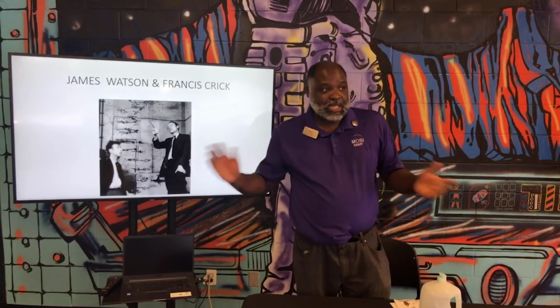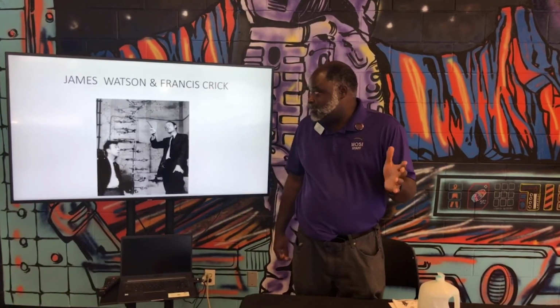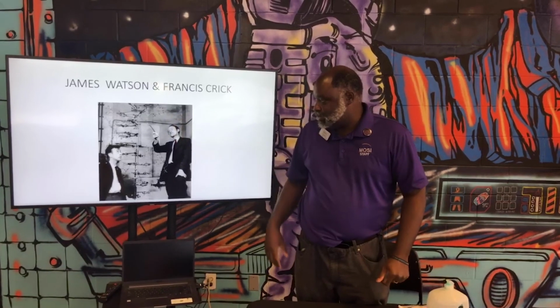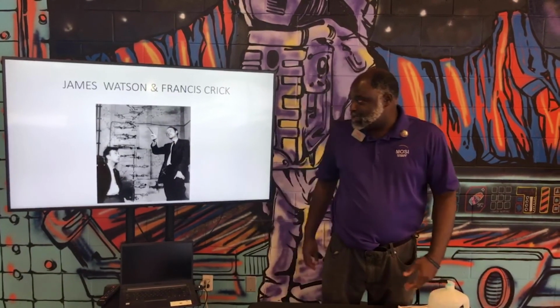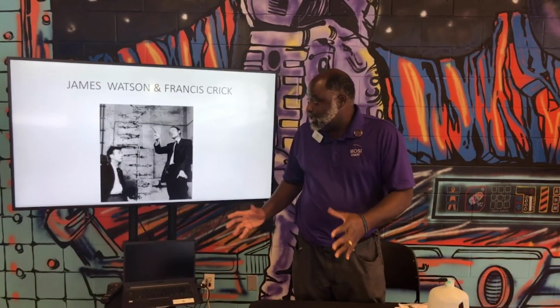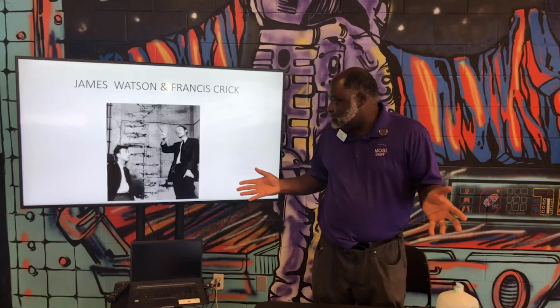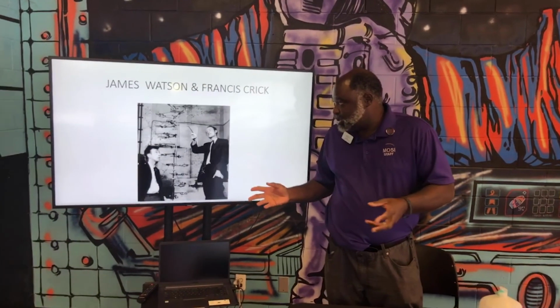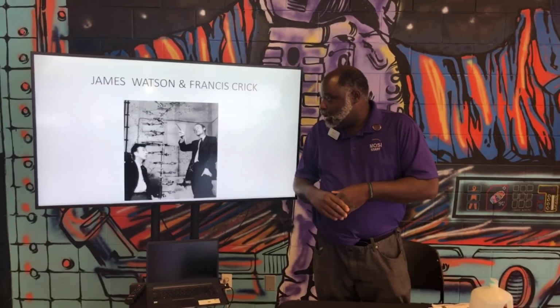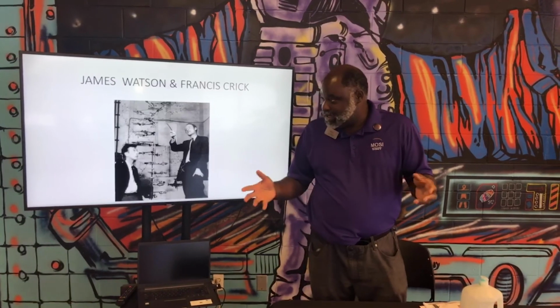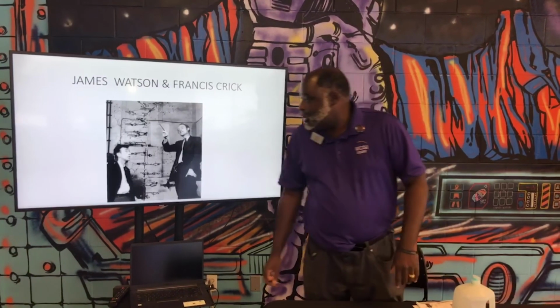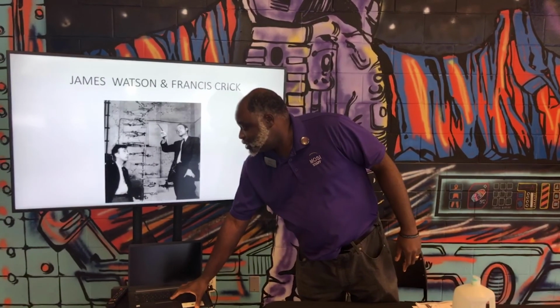Now, many years later, you have these persons. You have James Watson and Francis Crick. These are two scientists who were trying to figure out the structure of DNA, okay? And so they had done years of research trying to put it all together and present it for Nobel Prize work for their research.